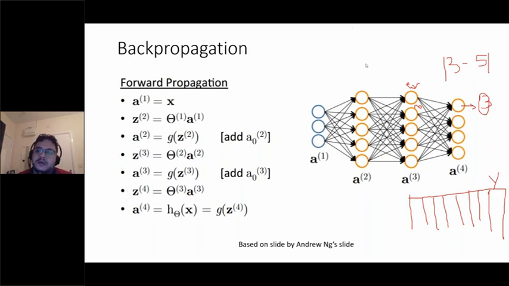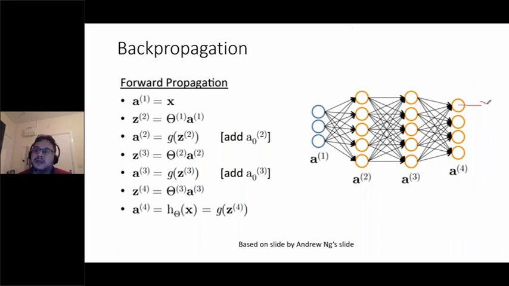Once we get this error, we start distributing it. If the error is 3, we don't do it only for one row. We do it for a lot of rows, and we see what the total error is. We take this error and we start distributing it. We say you are responsible for 20% of the error, you are responsible for 10%. We see how much they are responsible, based on the weight.